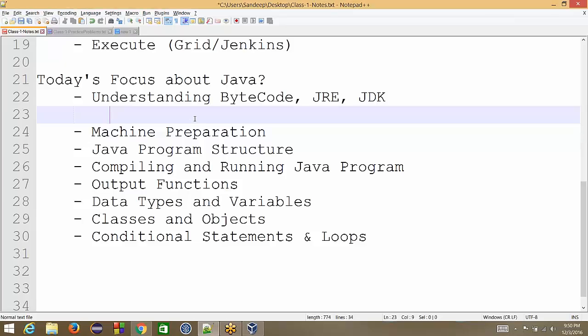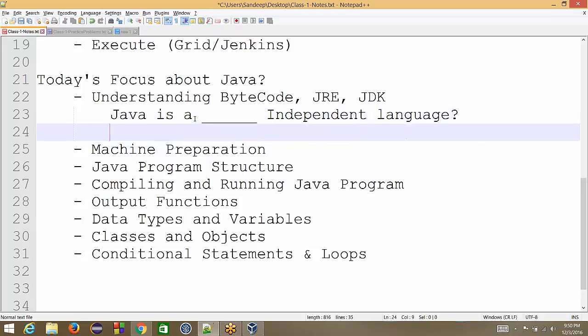Anyone? I'll write it as: Java is a dash independent language. Anyone can help me fill this blank? That is platform independent language. Absolutely. Yeah, Neha, thank you.